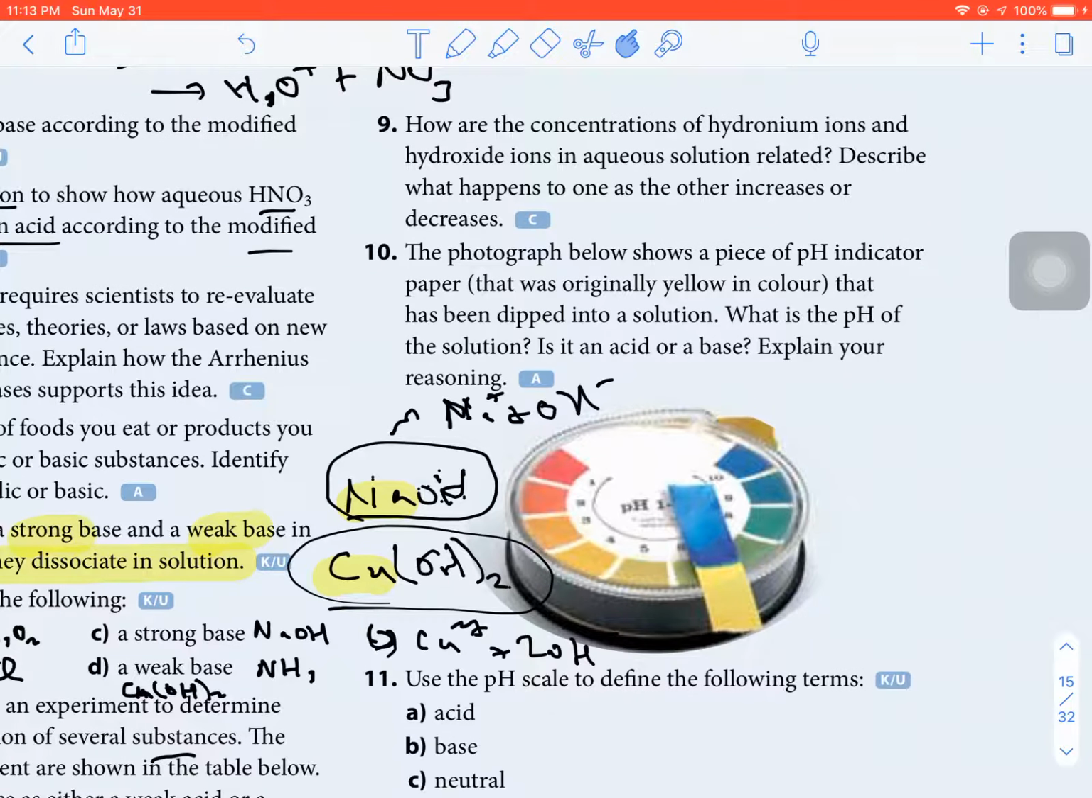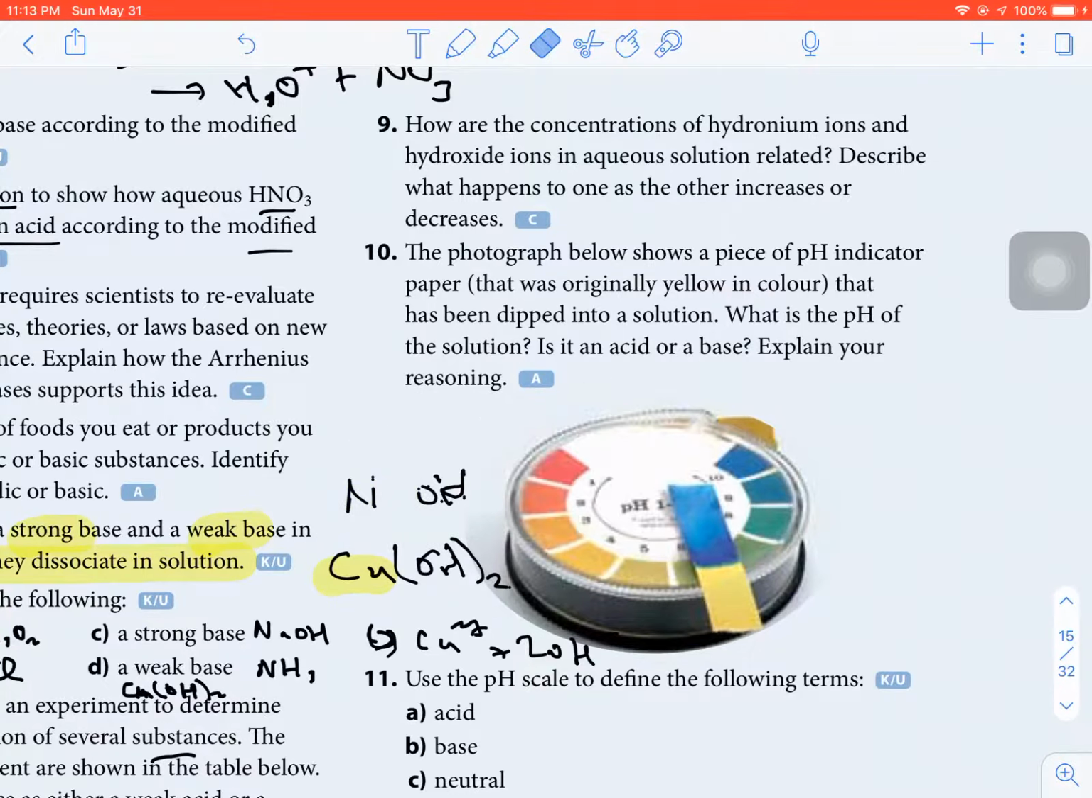Question 10 shows some pH paper. Again, in a regular time, we would have done a lab where we would have used pH paper.